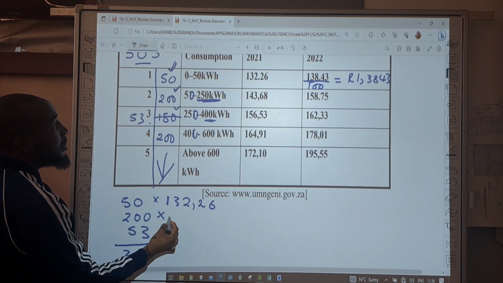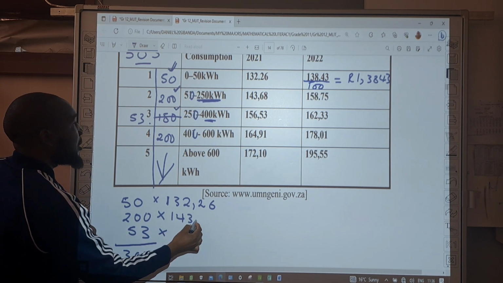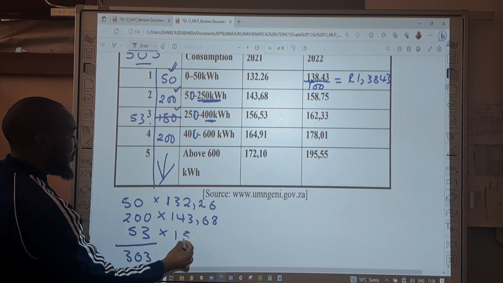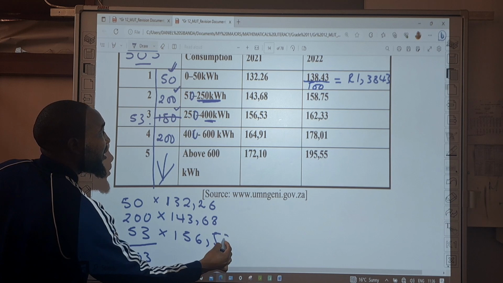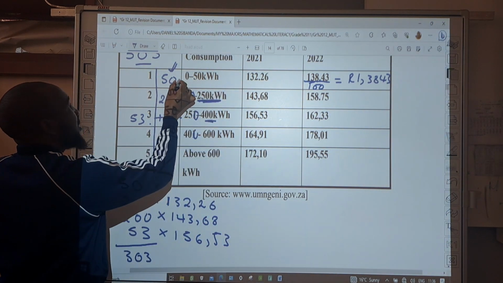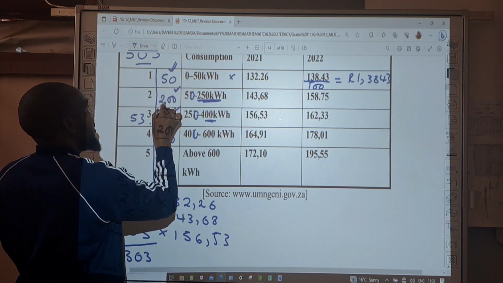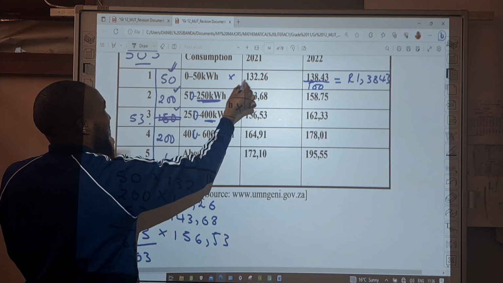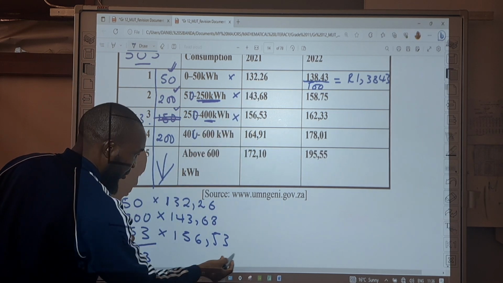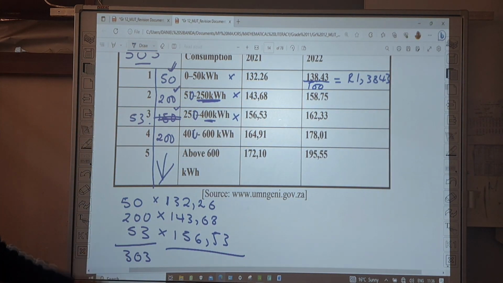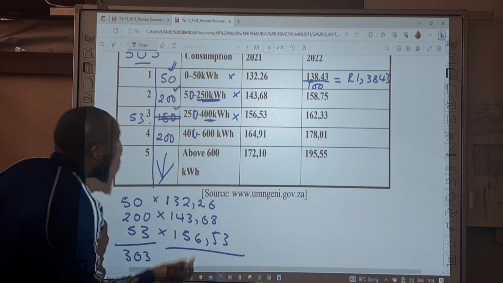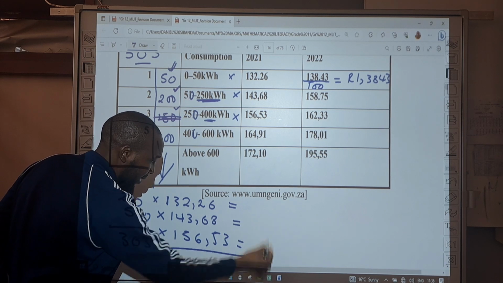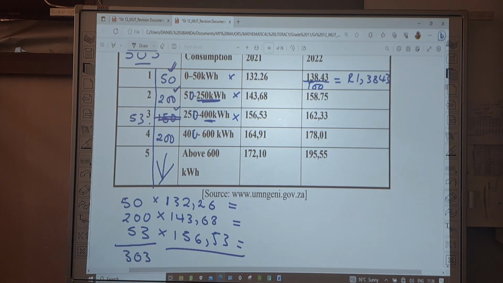It's going to be 132,26, and then 143,68 multiplied by 156,53. It's like I'm just saying 50 times that, 200 times that, not 50 but 53 multiplied by that. I'm just multiplying these ones. Then at the end of the day, I'm going to add them. Let's get the answers and then we are going to add them later.